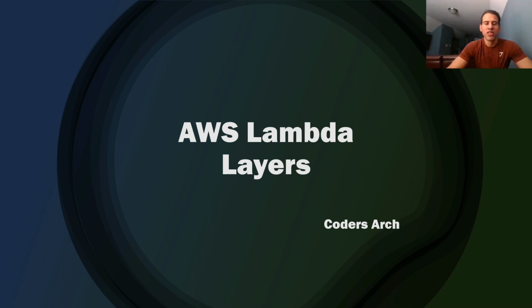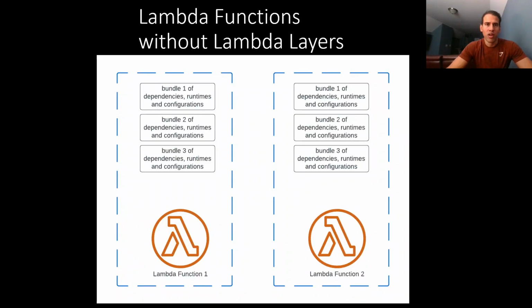And the topic of today's conversation is AWS Lambda layers. Before we look into AWS Lambda layers, let's look at how Lambda functions work without the Lambda layers. As you can see in this diagram, there are two Lambda functions, and both these Lambda functions have their own bundles of dependencies, runtimes, and configurations. Now, if you look closely, there are three bundles between these two Lambda functions that are common.